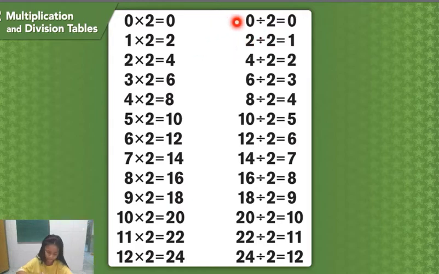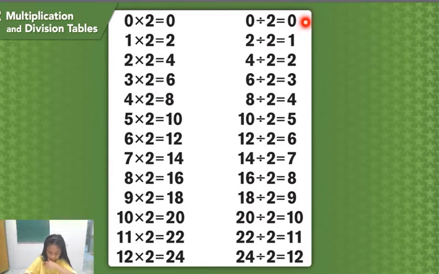This one reads 0 divided by 2 equals 0. Notice on this side, you're counting from 0 to 24 by 2s. Let's do that starting at 0. Ready? 0, 2, 4, 6, 8, 10, 12, 14, 16, 18, 20, 22, 24. Good. 2 is the number of groups, my number of cookie jars. And then 0 through 12 is the number that would be the answer inside each cookie jar.